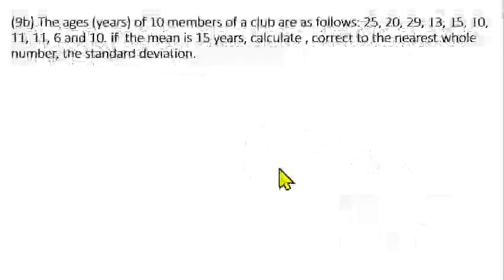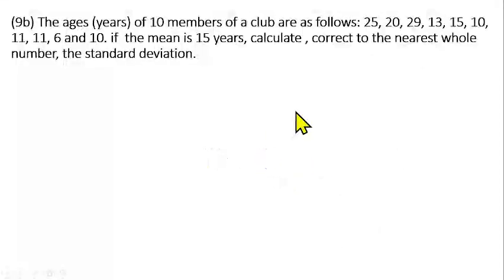Question number 9b is from statistics. We are told that the ages in years of 10 members of a club are as follows: 25, 20, 29, 13, 15, 10, 11, 11, 6, 10. If the mean is 15 years, calculate, correct to the nearest whole number, the standard deviation.